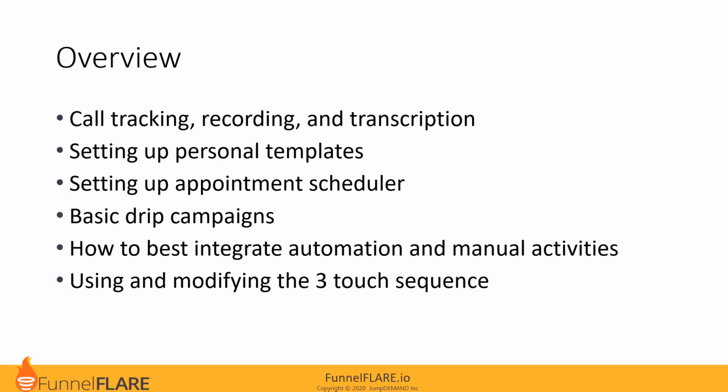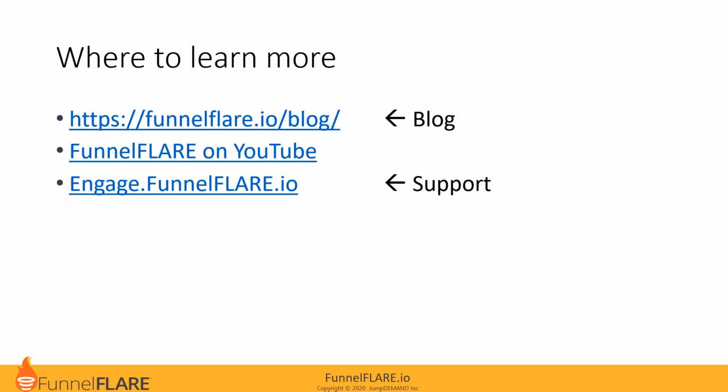Now, in terms of today, we're going to be going over a couple of things. We're going to go through some call tracking, how to set up recording and transcription on there, setting up personal templates for call follow-ups and that kind of thing, building an appointment scheduler, some basic drip campaigns, and then we're going to look into how to best integrate the automation and manual activities. So how to do the tango between automation and sales. And then we'll look at our 3-touch sequence and how to modify that, and some different ideas on how to use that sales sequence.